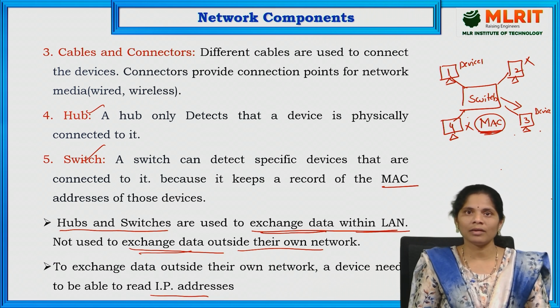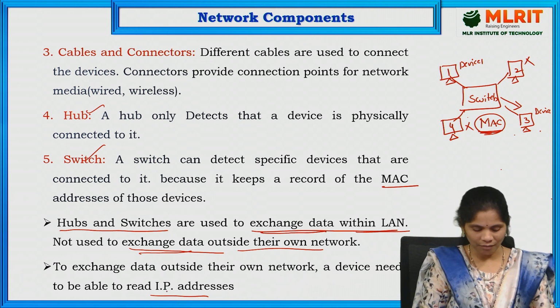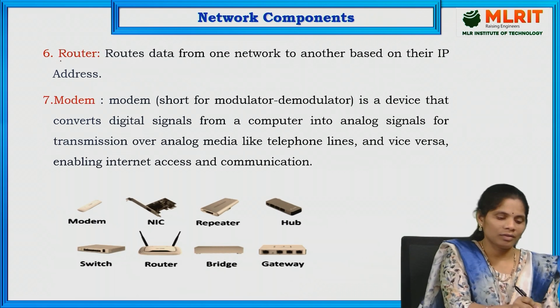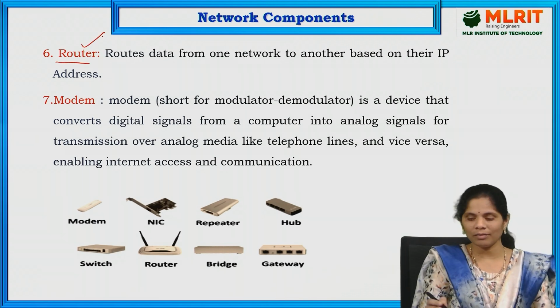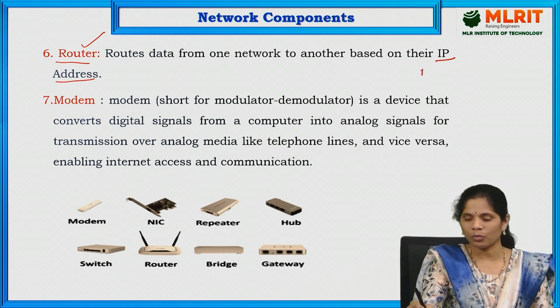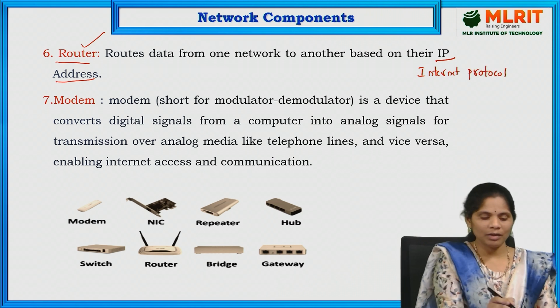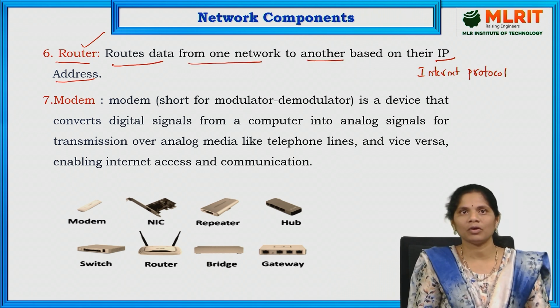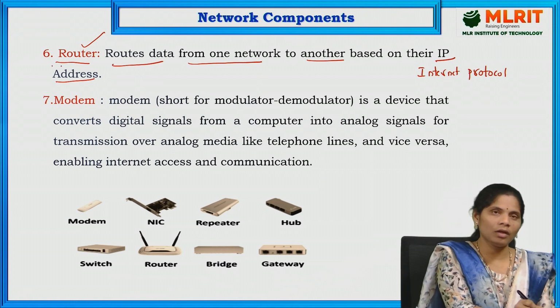To exchange data with an outside network, we need an IP address. The router has this IP address. This is the next component. Router has the IP address. IP address is nothing but internet protocol address. This is mainly for routing the data from one network to another network. If I want to pass the data from one network to another network, I have to use the router.